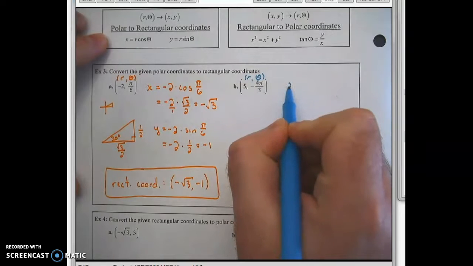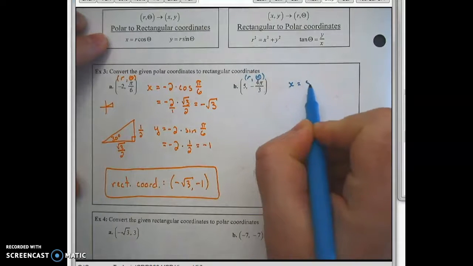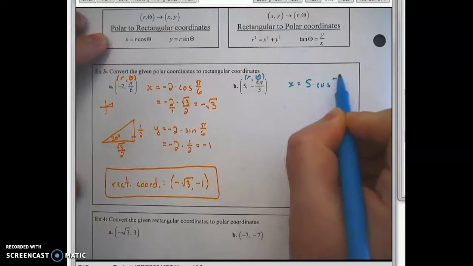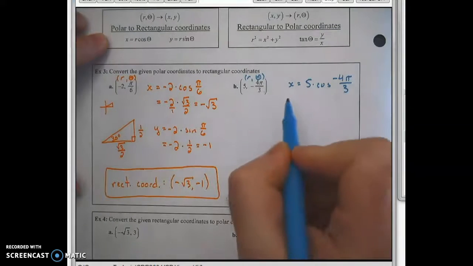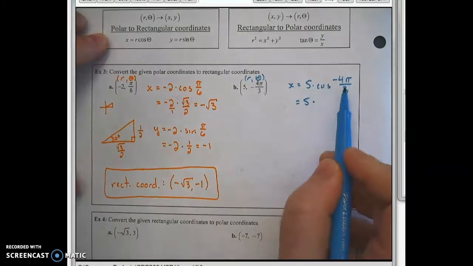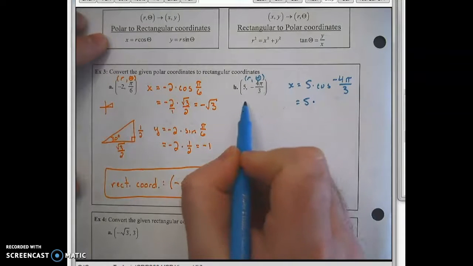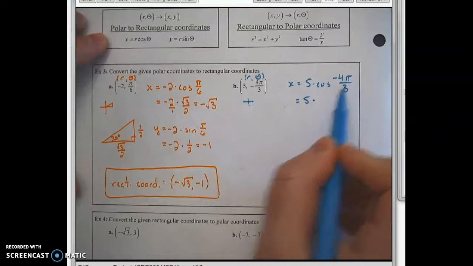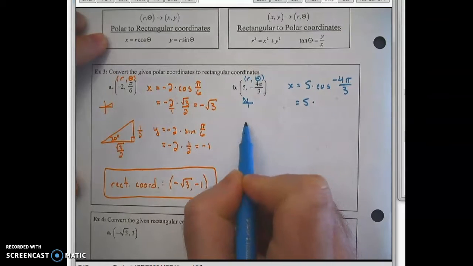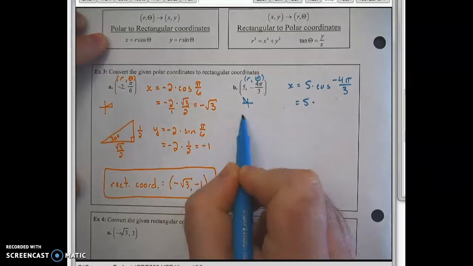So I've got x equals r, this time is 5, cosine of my angle, which is negative 4 pi over 3. Uh-oh. We just got done with the school day. 5 times, all right, cosine, I've got to figure out where that angle is. So I'm going to do a rotation of negative 4 pi over 3. 1, 2, 3. There's my triangle, and blow it up so that we can see it a little bit better.